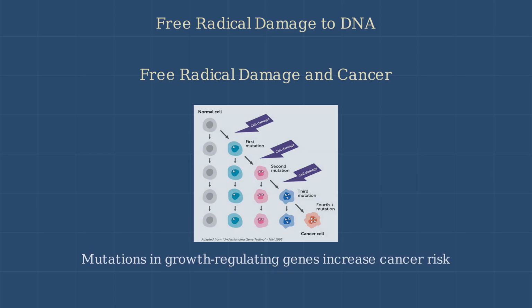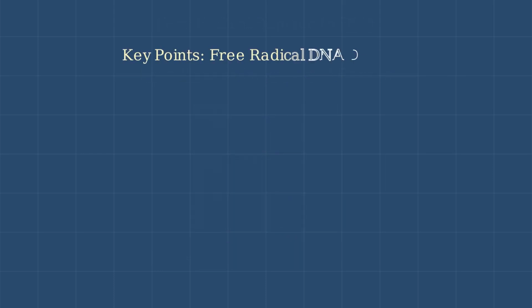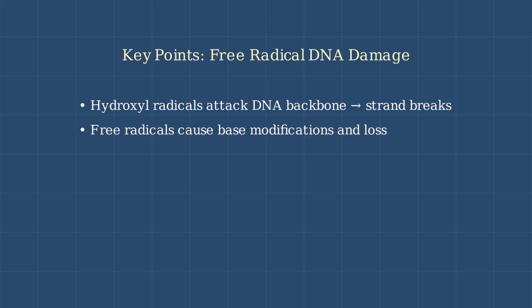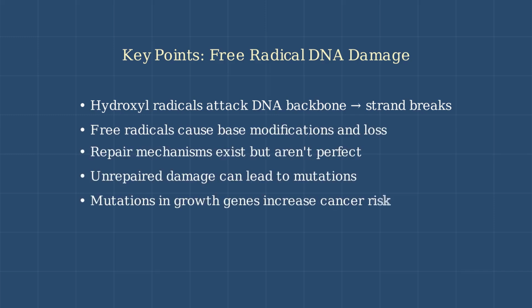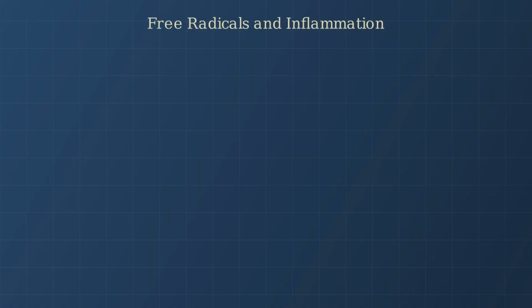To summarize, free radicals damage DNA by causing strand breaks and base modifications. While cells have repair mechanisms, some damage may become permanent mutations. When these mutations affect genes controlling cell growth, cancer risk increases. We'll explore how free radicals and inflammation form a complex, bidirectional relationship in the body.